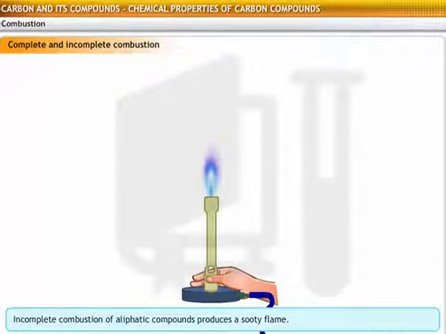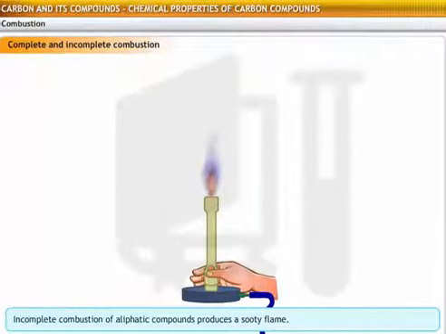Now, gradually start reducing the size of the air hole. As a result, the amount of air going into the burner will keep decreasing. As the amount of air decreases, the gas in the burner burns with a sooty flame and produces black smoke. This is because there is insufficient oxygen available for complete combustion. So we can conclude that saturated compounds on incomplete combustion produce a sooty flame.